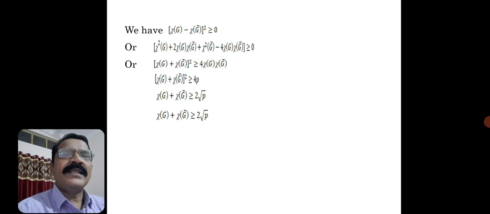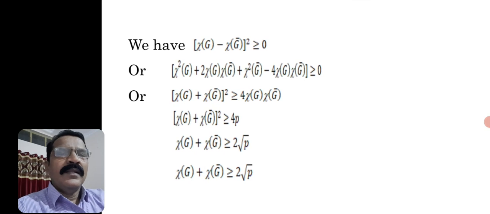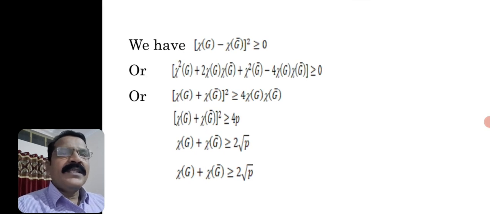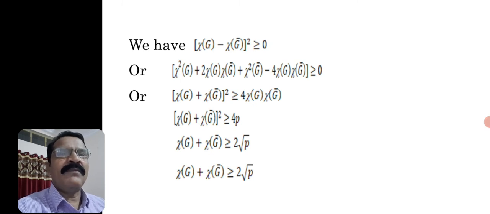Okay, let me consider the chromatic number of G minus the chromatic number of G bar, whole square. If I find this one, it will be definitely greater than or equal to 0. It's very obvious. So using the a minus b whole square formula, actually it is a square plus b square minus 2ab. Instead of minus 2ab, we are adding 2ab minus 4ab, one and the same. So 2ab minus 4ab is minus 2ab. So it is a minus b whole square formula type. So that we have extended.